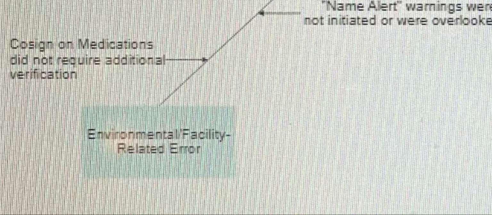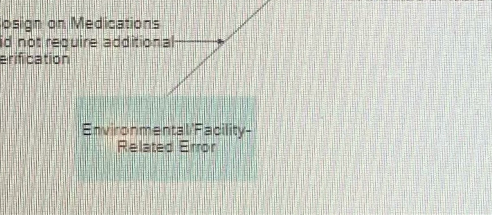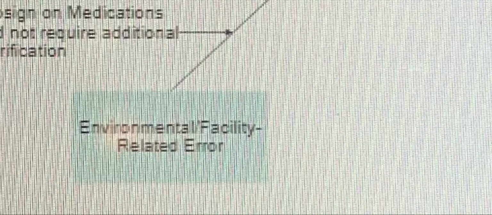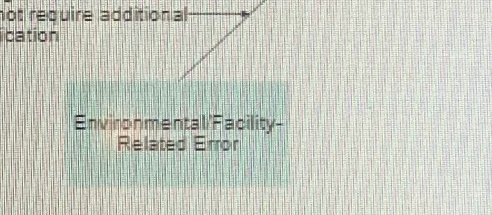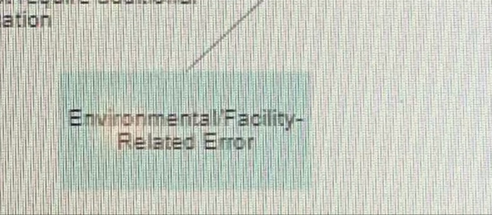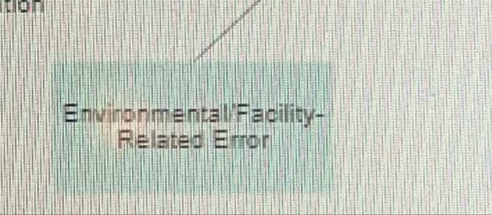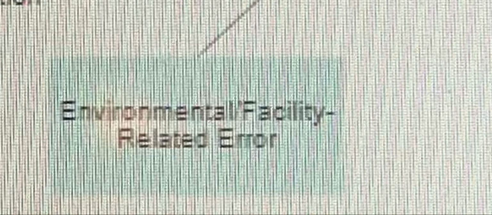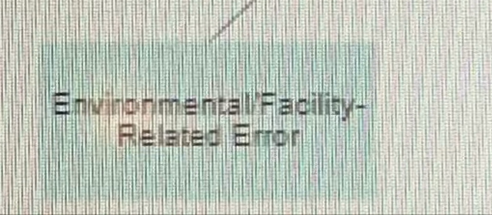Environmental or facility-related errors may have caused this event as well. First off, a name alert warning may not have been initiated. In most hospitals, if patients with similar or identical names are housed in the same unit, they are further designated with a name alert, typically with a sticker affixed to their physical chart as well as on the assignment board at the nursing station. In some cases, a name alert bracelet is also employed to ensure staff identifies the correct patient.